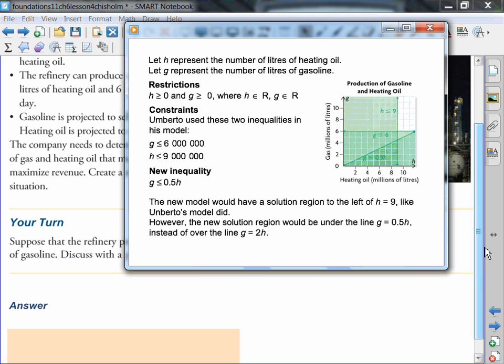The new model would have a solution region below G equals 6 and to the left of H equals 9, like Umberto's model did. However, the new solution region would be under the line G equals 0.5H instead of over the line G equals 2H. It would be bounded by the line H equals 9, not by the line G equals 6.